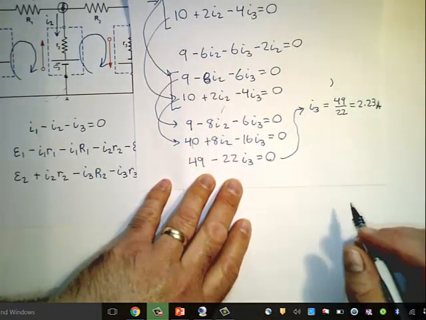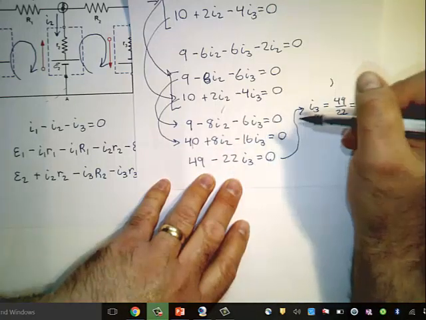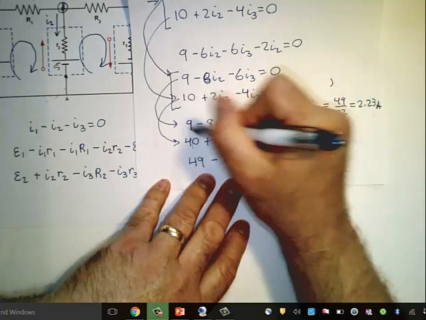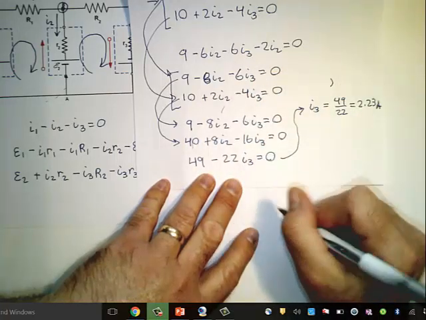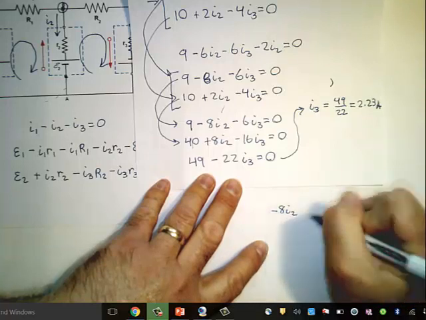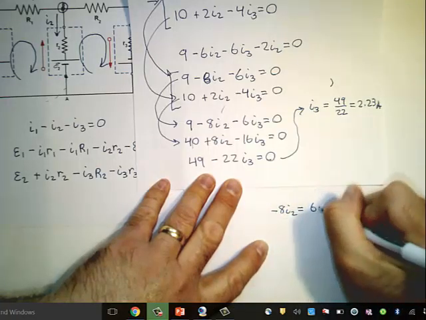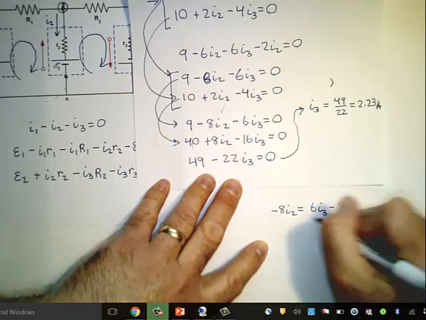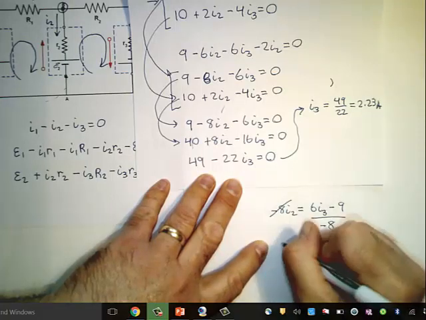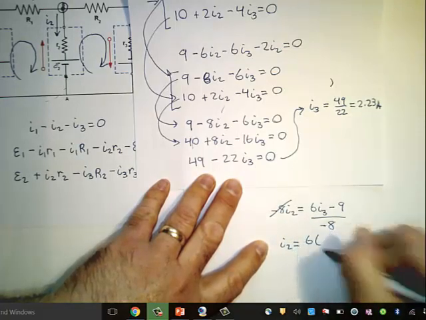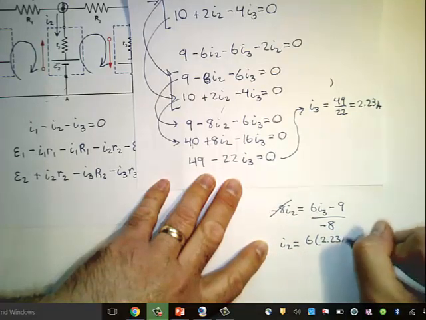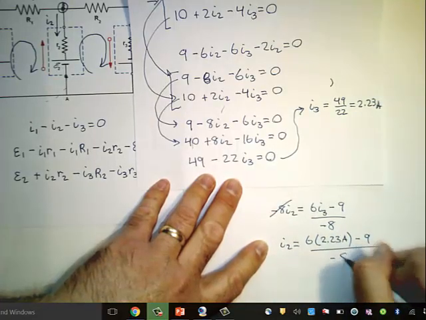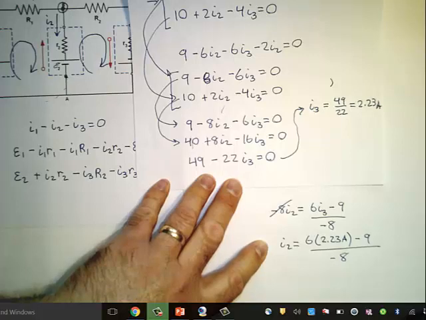All right, next step, find I2. I guess we could just pick one of these equations up here. If I grab this equation, I could say that negative 8I2 equals 6I3 minus 9. So let's divide both sides by negative 8. So I know now that I2 is 6 times 2.23 minus 9 divided by negative 8. Punch that out and we should get negative 0.545.